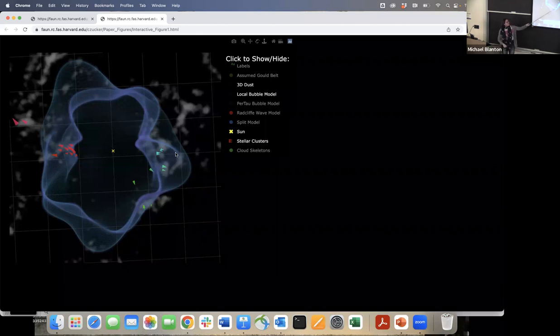And so the clear implication of the combined morphology and positions of these clouds and also the motions of their young stars is that these are sort of riding outwards away from the center of the bubble, and they've been swept up by the expansion of the bubble over time.